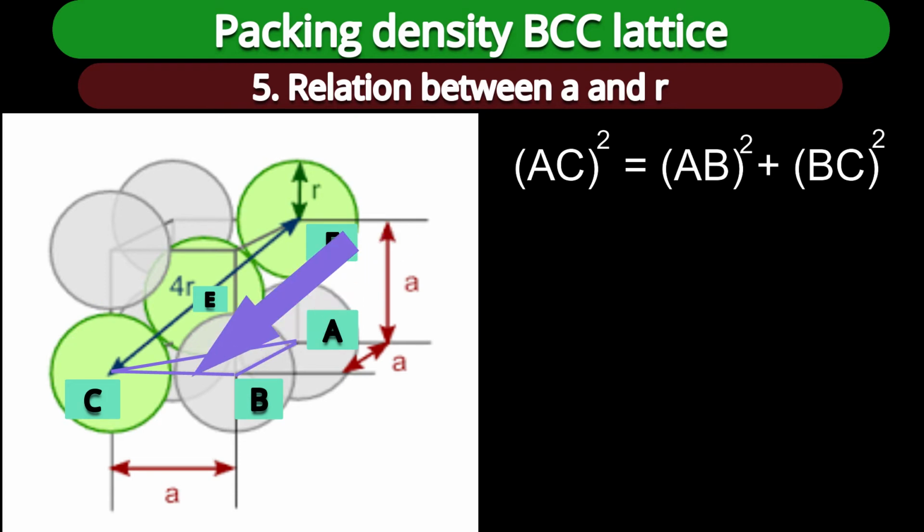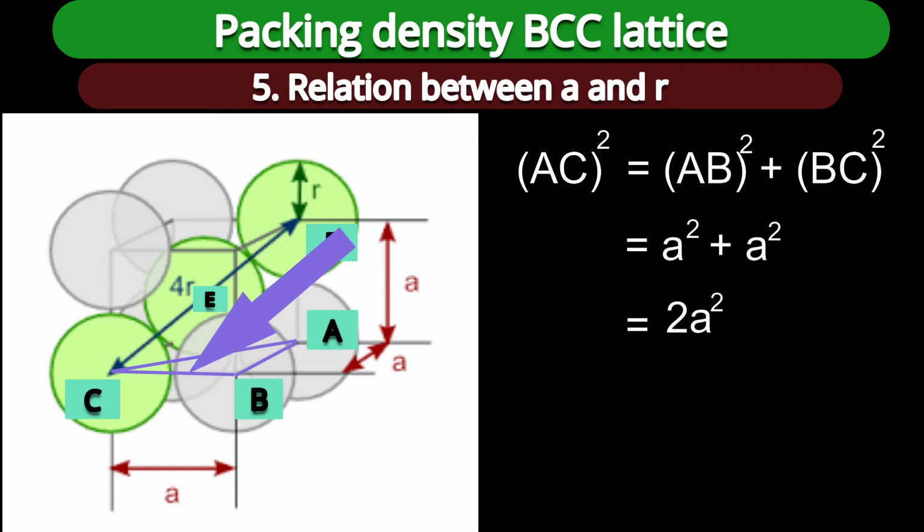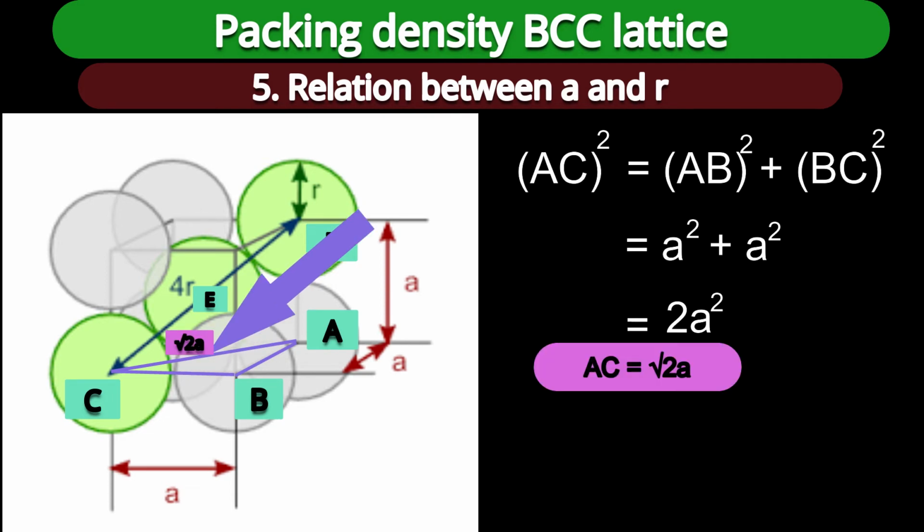What is AB? It is a side of the cube, small a. What is BC? Side of the cube, small a. So what is AC square? 2a square. Meaning what is AC? AC is equal to root 2 a. Yes, I represented it there, see. Face diagonal, root 2 a. Now we know the face diagonal and one of the sides.